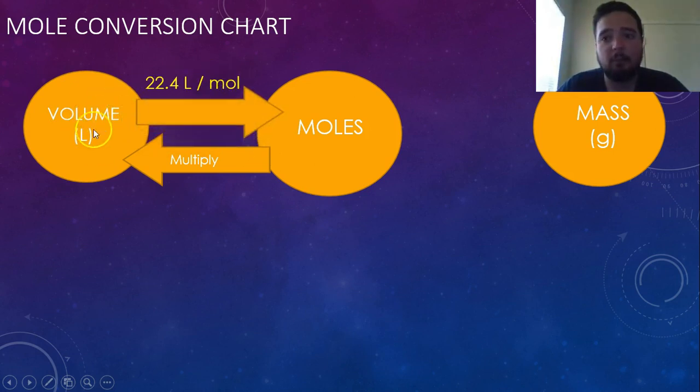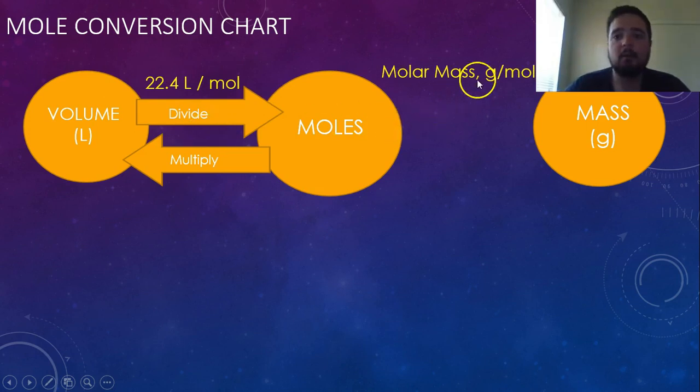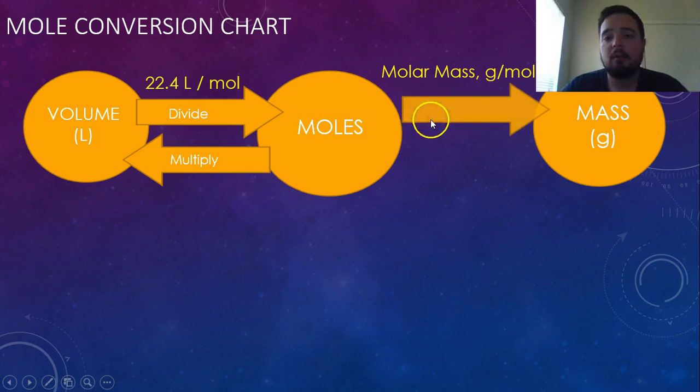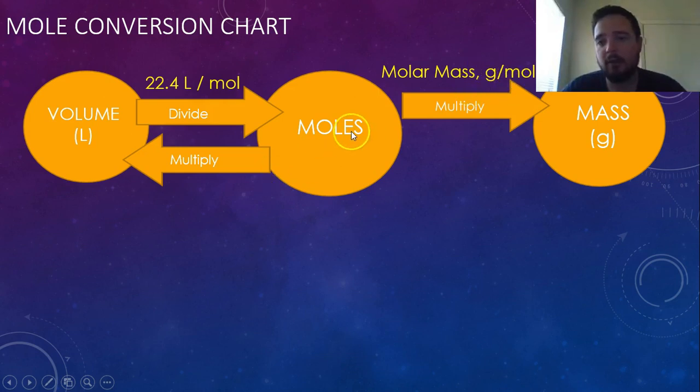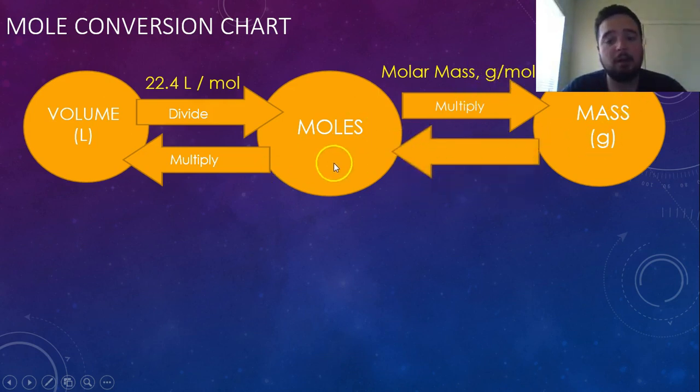If I'm given volume and I want to convert to moles, I have to divide by this, where moles will be on top and the 22.4 will be on the bottom. The molar mass, the grams per mole, the formula weight, the gram atomic weight, whatever, that molar mass of the substance you're talking about is used to convert moles to mass. So if I'm given moles and I'm going to mass, I multiply by the molar mass, where grams will be on top and moles on the bottom, and the moles will cancel out. If I'm given mass and I need to go to moles, I can divide. That way grams will cancel out and moles will be on top.